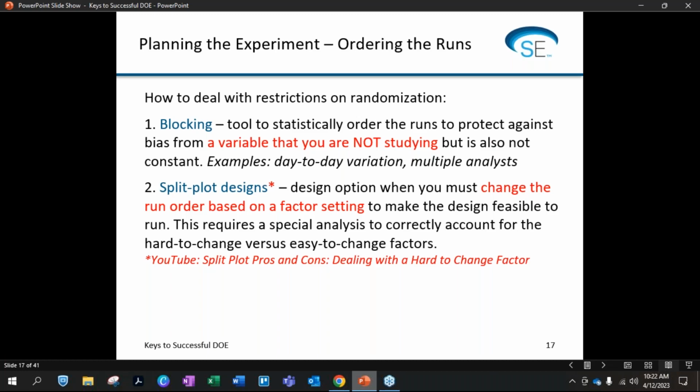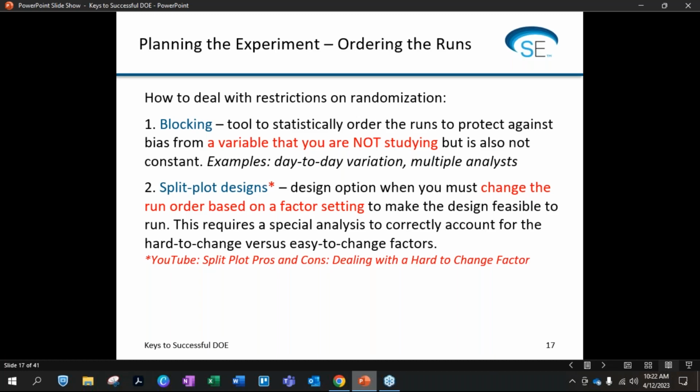Okay. The other way that you might be ordering things is if you have to change the run order based on a factor setting. Let's say temperature is very, very common, that we sort on temperature and run all the low temperatures first and all the high temperatures second. Then you have created a split plot design.